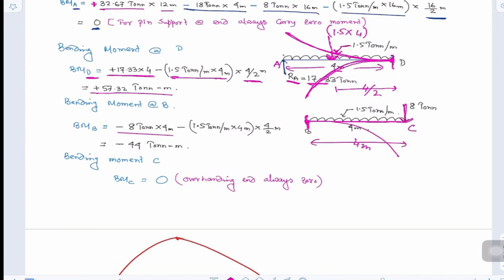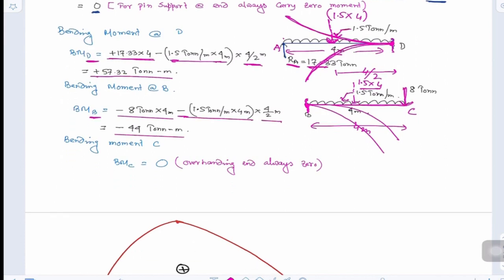Okay. Similarly, there is one UDL. What is the total UDL now? Total UDL will be 1.5 into 4, because it is 4 meter distributed. So 1.5 into 4 will also cause crying. This will be the shape, crying. So crying is also negative. So negative 1.5 into 4 is the total load into distance. So minus 44 ton meter amount of moment is occurring at B. Similarly, if you calculate for C, you will get 0. And remember, always in the overhanging portion, bending moment always becomes 0.